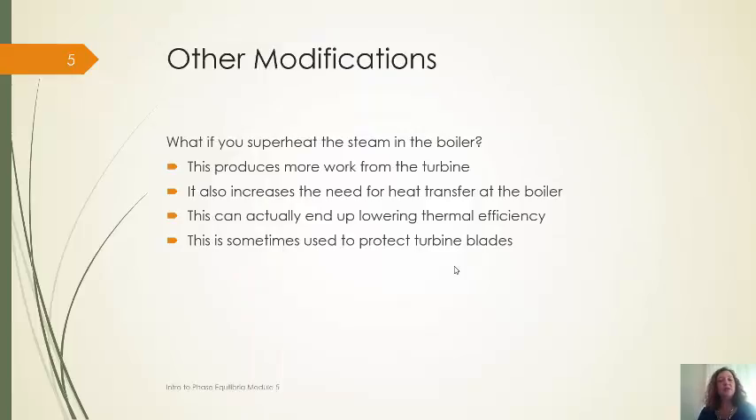I also could superheat the steam in the boiler. Then it will have more energy at that high spot, which can mean it produces more work. But I'm going to require more heat transfer at the boiler. So it's going to require more heat input to get more work. This actually can end up lowering the thermal efficiency, but sometimes we do it anyway, not for the sake of the efficiency, but to protect the turbine blades.